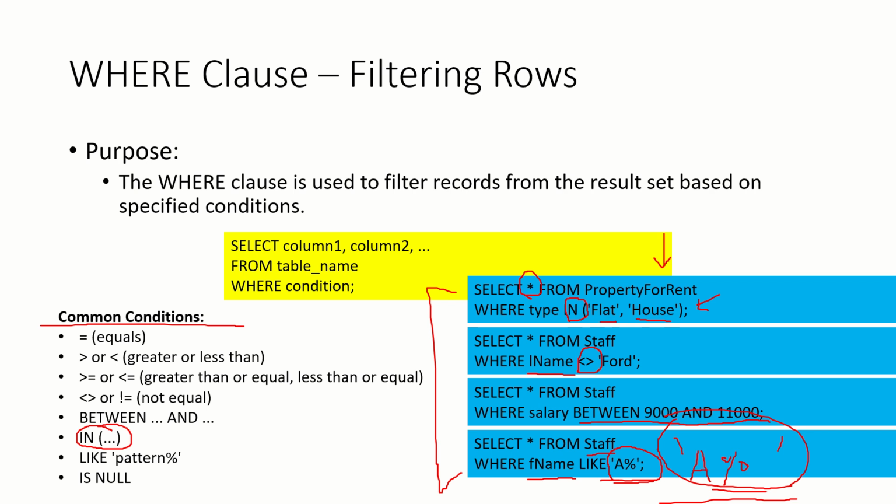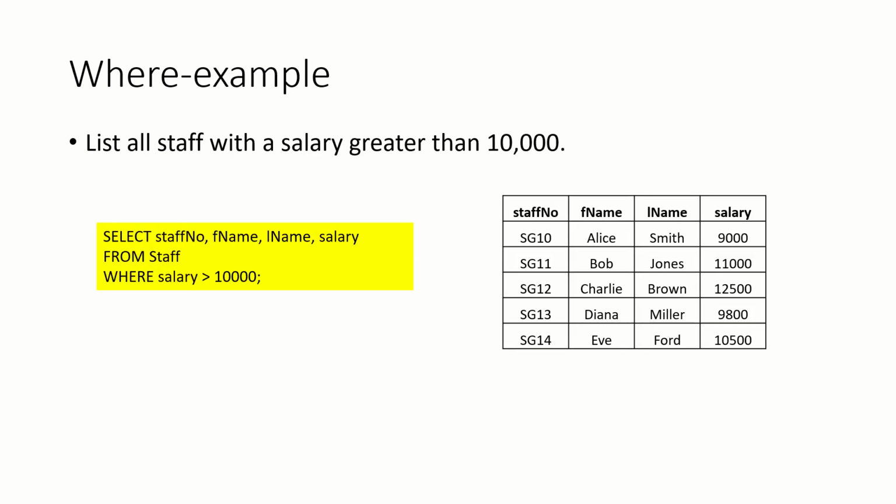This example, basically I'm trying to list all the staff with a salary greater than 10,000. You can do it in this way: just list all the columns you're trying to display, such as staff number, name, first name and last name. Then we have a salary. So these are all the columns you want to display.